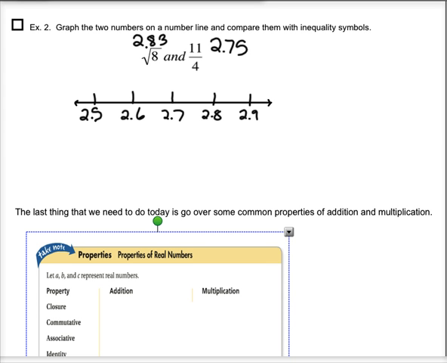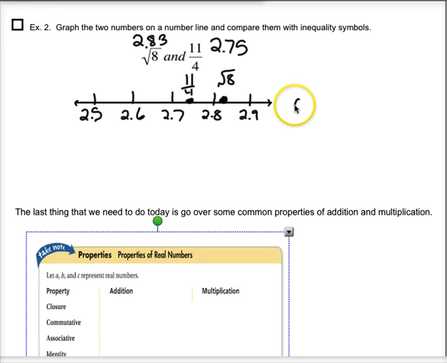Square root of 8 is 2.83. So that's going to be about here. All right, 2.75 is going to be exactly halfway between 2.7 and 2.8. So I'm going to put that right there. And now to compare those two numbers, it wants us to compare them with an inequality symbol.